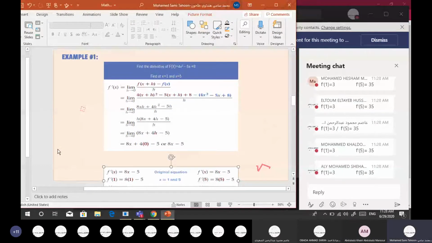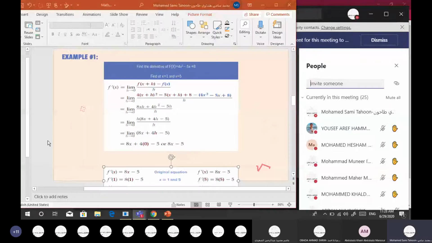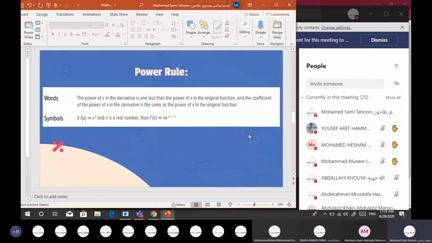Okay, does anyone have any questions, please, about this example? Okay, Muhammad Maher, do you have a question? Yes. Why did you substitute 0? Ubada, answer him, please. Because the function's limit goes to 0. Okay, thank you. Let's go on. Now let's continue with our class.